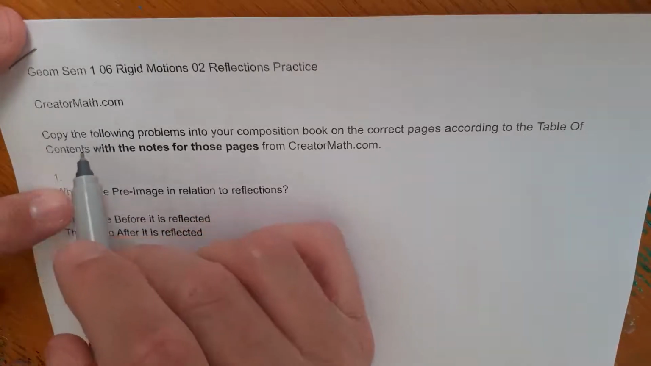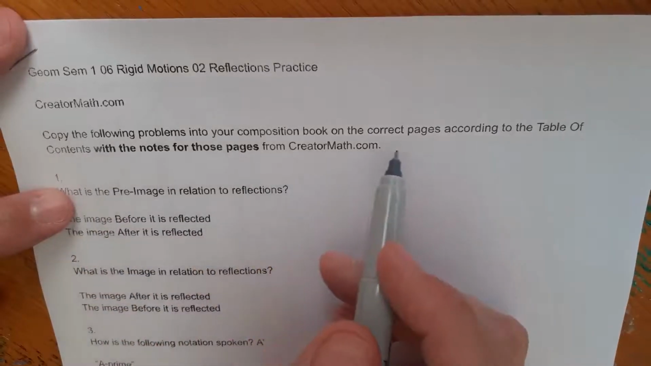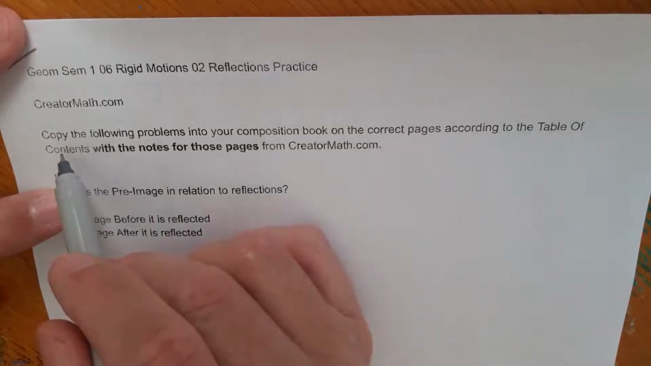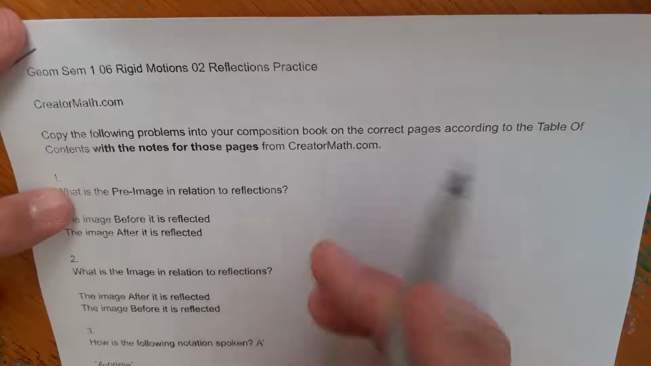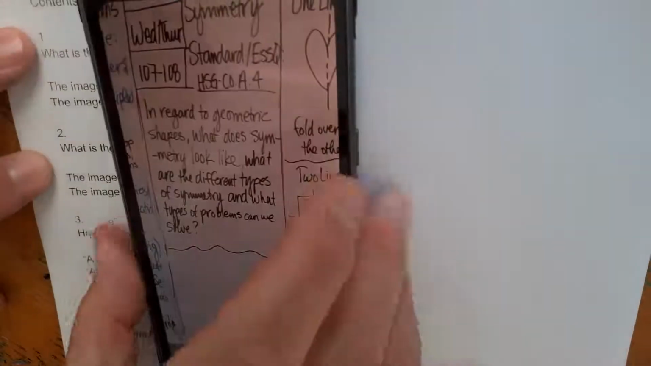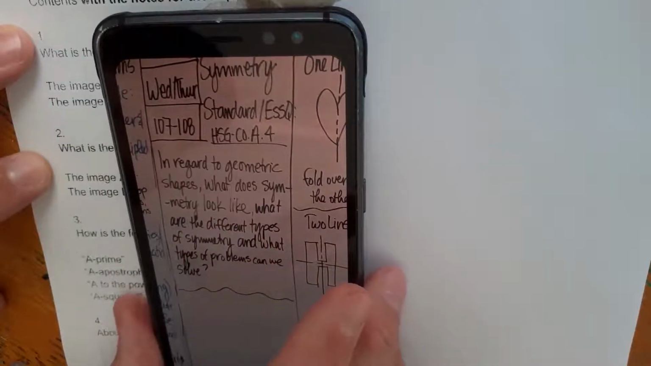creatormath.weebly.com. The instructions are: copy the following problems into your composition book on the correct pages according to the table of contents with the notes for those pages from creatormath.com. How do you know how to find the notes? Let's show that.